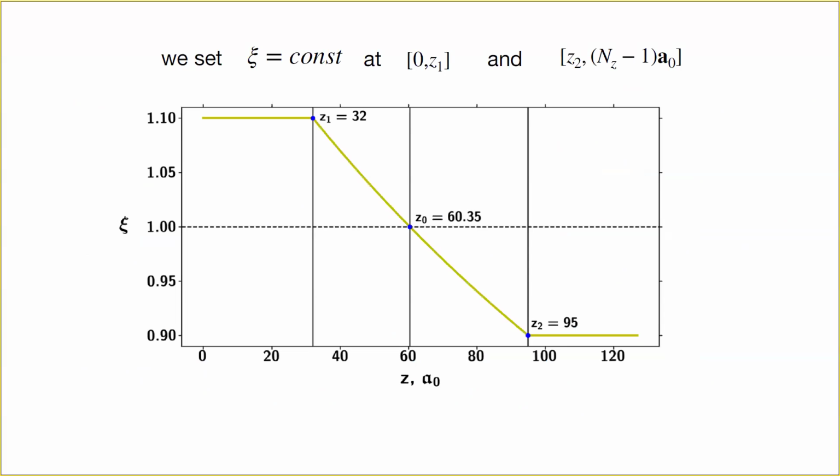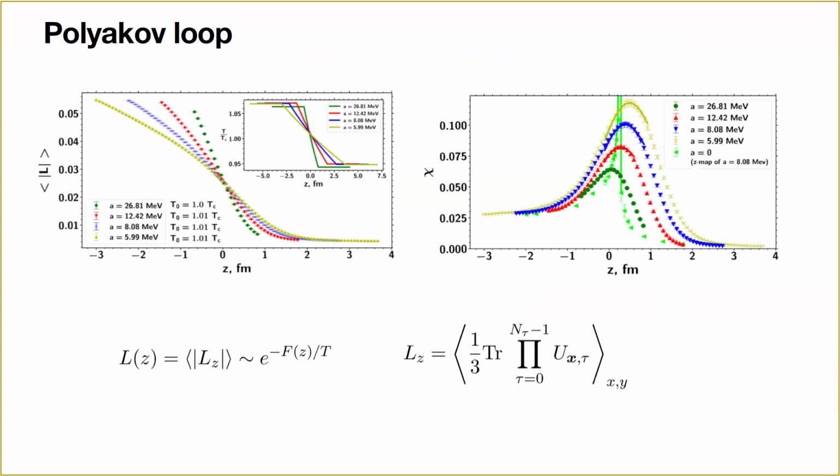Actually, we simulated a lattice with 124 in the z direction and the usual 48 or something in the x, y direction. It was rather challenging numerically, but we calculated, and we get rather interesting behavior of the Polyakov loop. This is kind of the distance from the point where we have the phase transition.